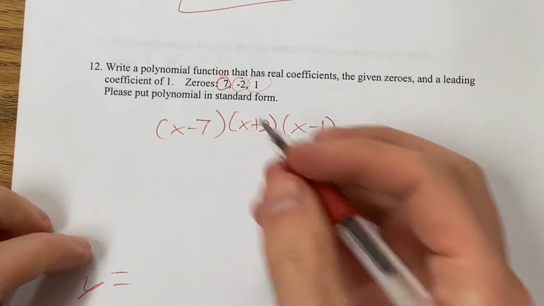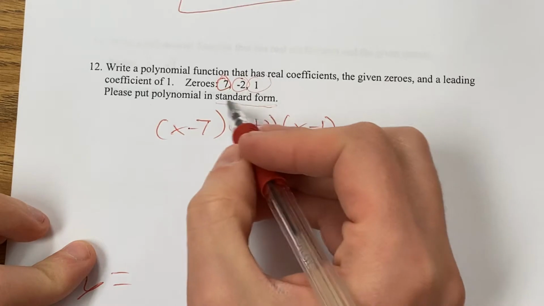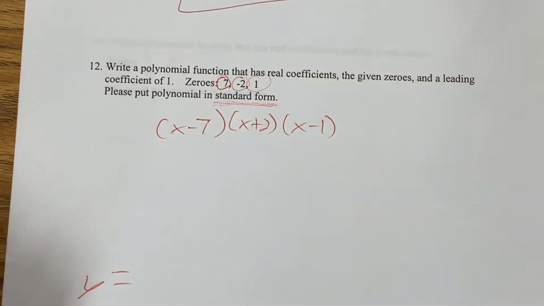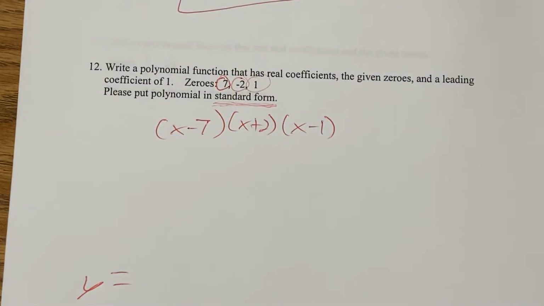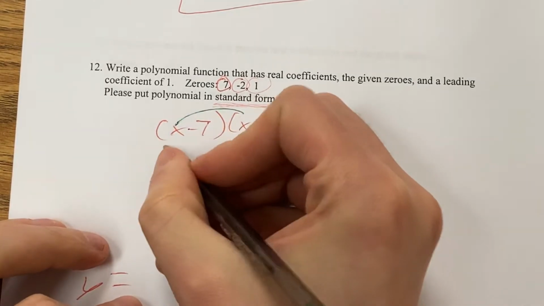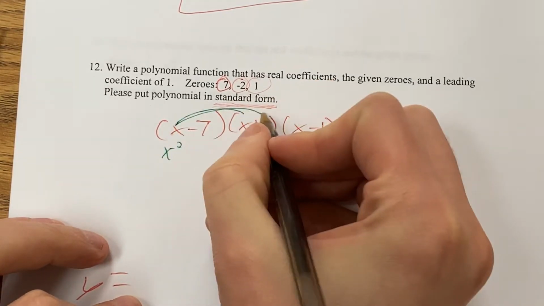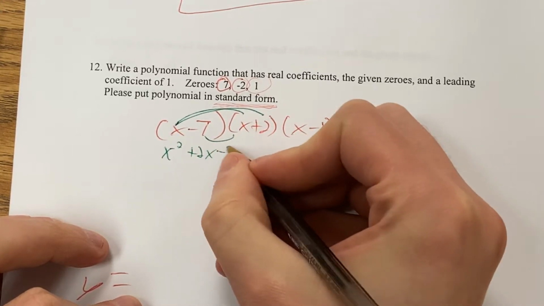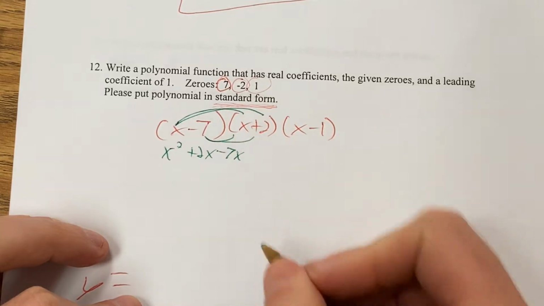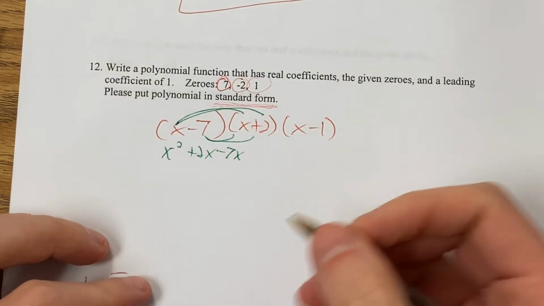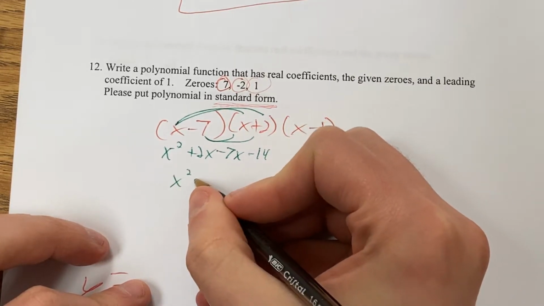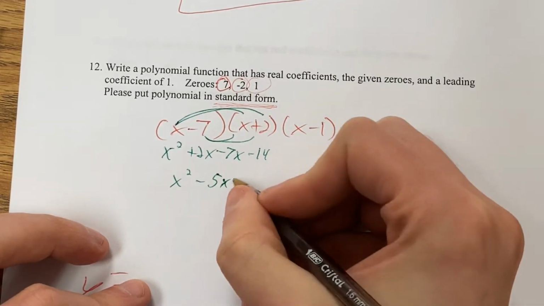Next up, it says to put it in standard form. And this is the beast of the problem right here. That means you actually have to FOIL these out in order to get your answer. So here we go. X times x is x squared. X times 2 is 2x. Negative 7 times x is negative 7x. And negative 7 times 2 is negative 14, which becomes x squared minus 5x minus 14.